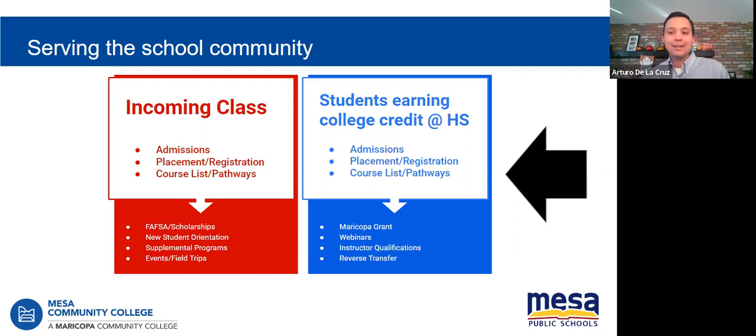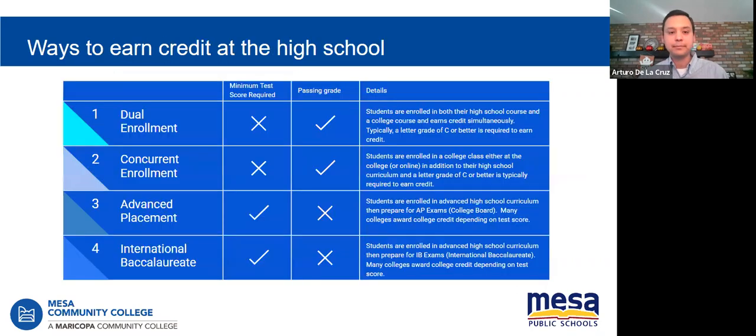And then something a lot of people don't really think about: reverse transfer. That's where a student takes a class through the community college and wants to transfer it back to their high school to meet a graduation requirement. We work with the administrators as well as the students to work through those steps.